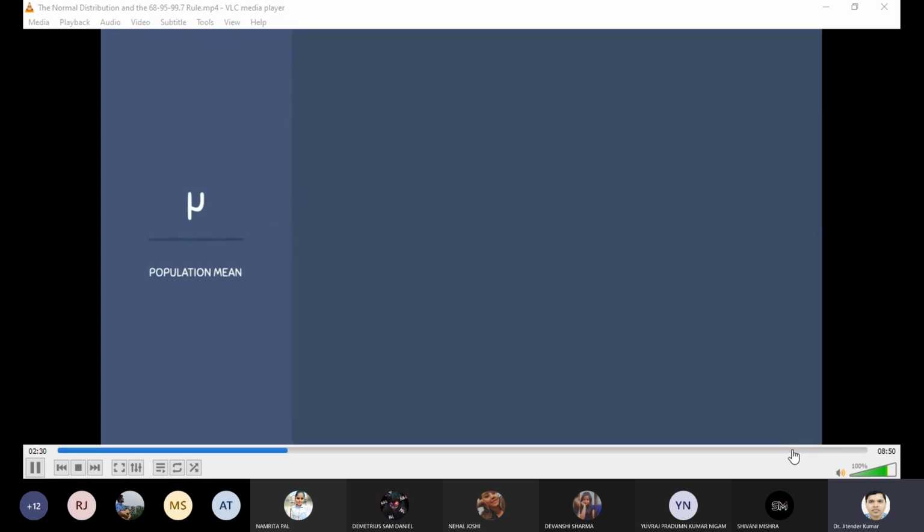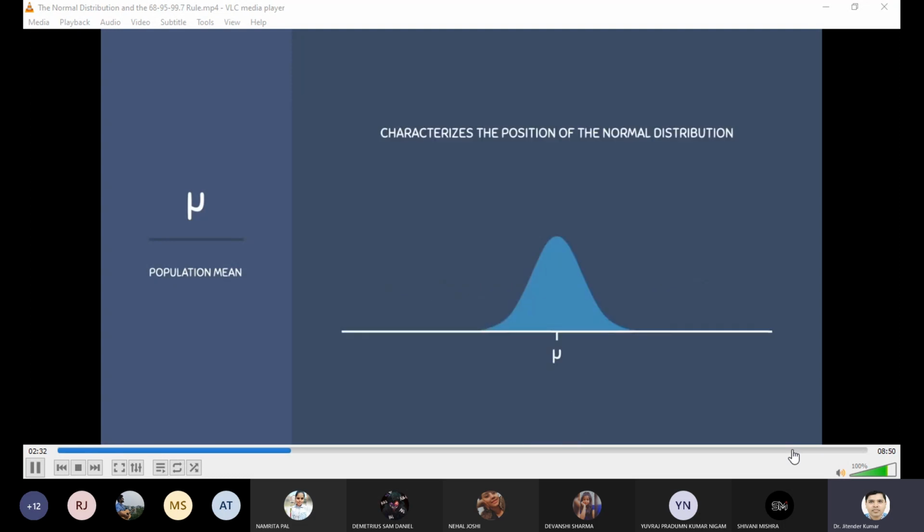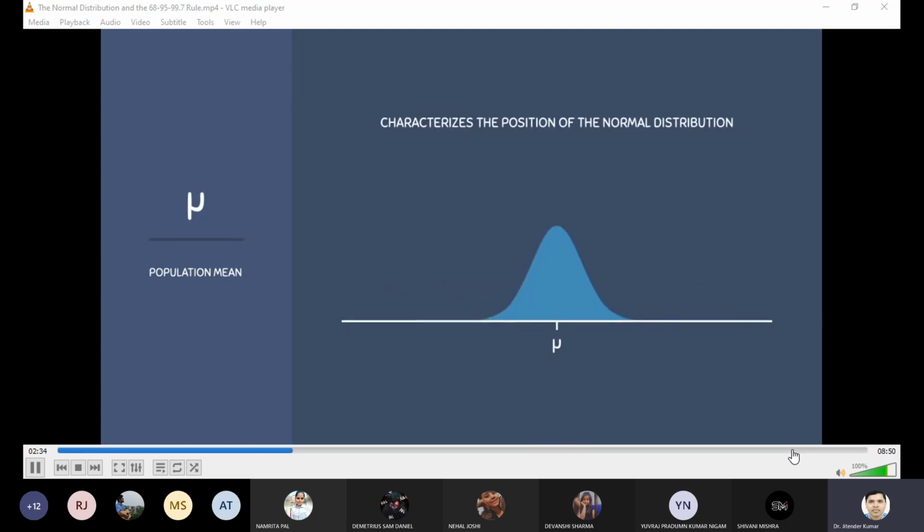We'll talk about the population mean mu first. The population mean mu characterizes the position of the normal distribution. If you increase the mean, the curve will follow and move towards the right. And if you decrease the mean, the curve will still follow and move towards the left. This happens because the data will always cluster around the mean in normally distributed populations. As a result, the value of the mean determines the position of the normal distribution.